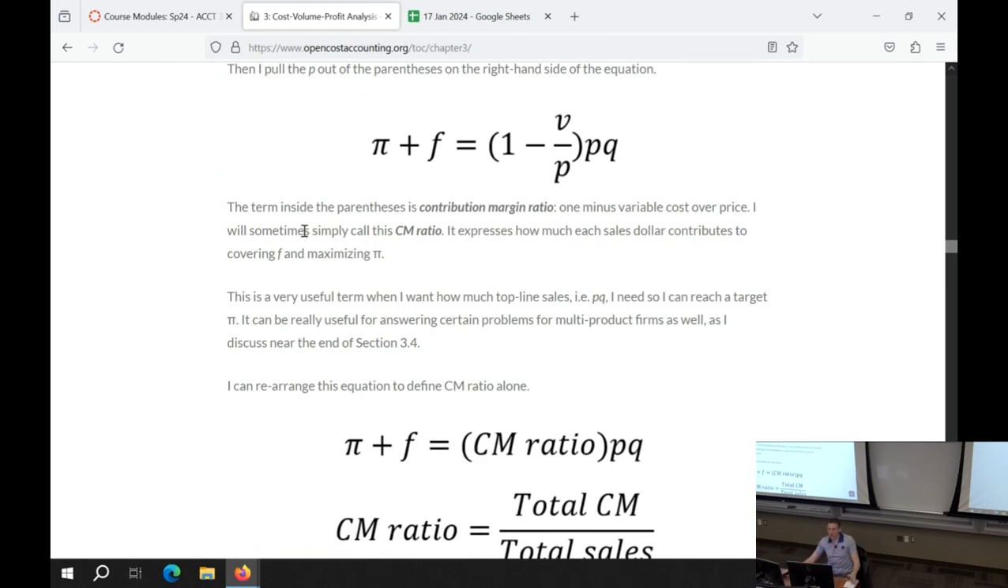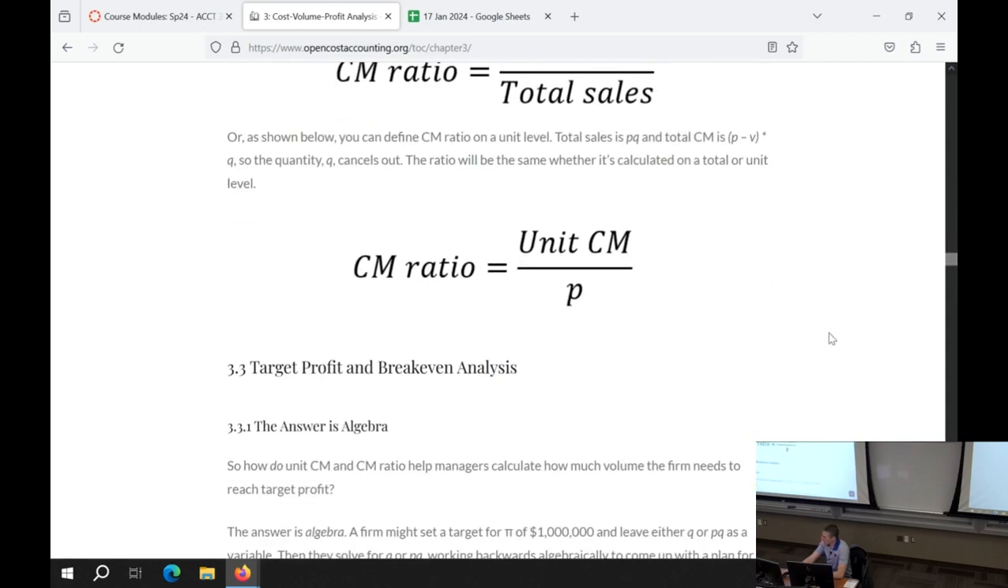And we can do all sorts of fun things with these, like solve problems that are due next Friday. We can do all sorts of fun things with CM ratio, unit CM, primarily, sometimes total CM. And you can also define CM ratio as unit contribution margin per price.